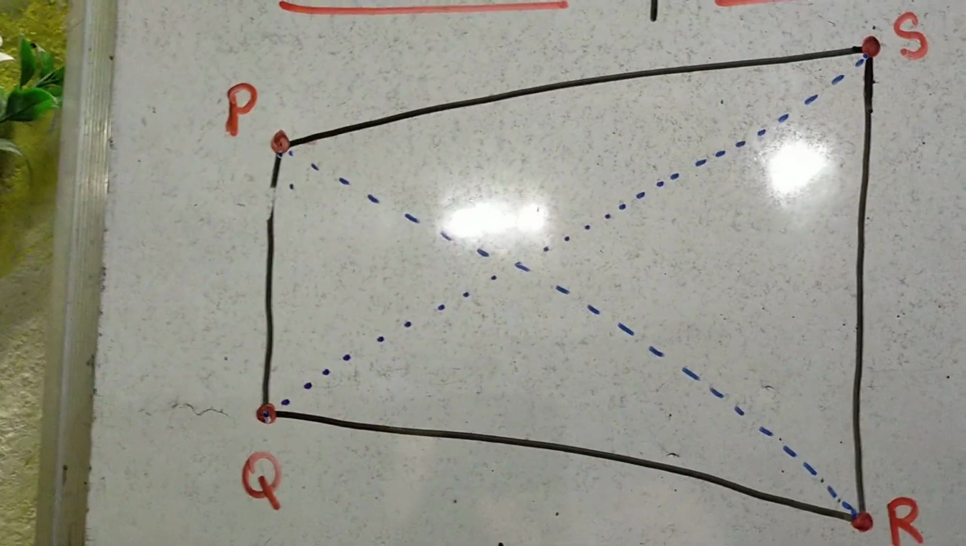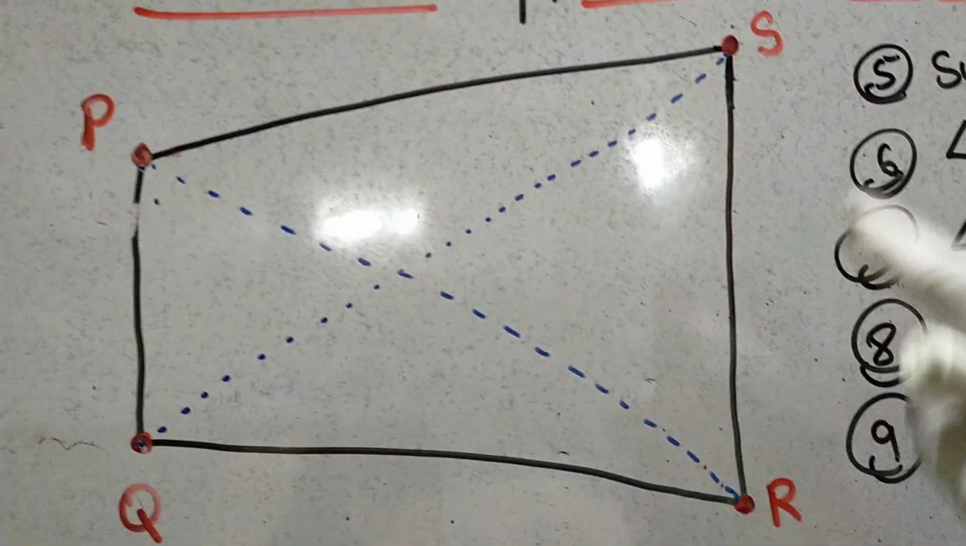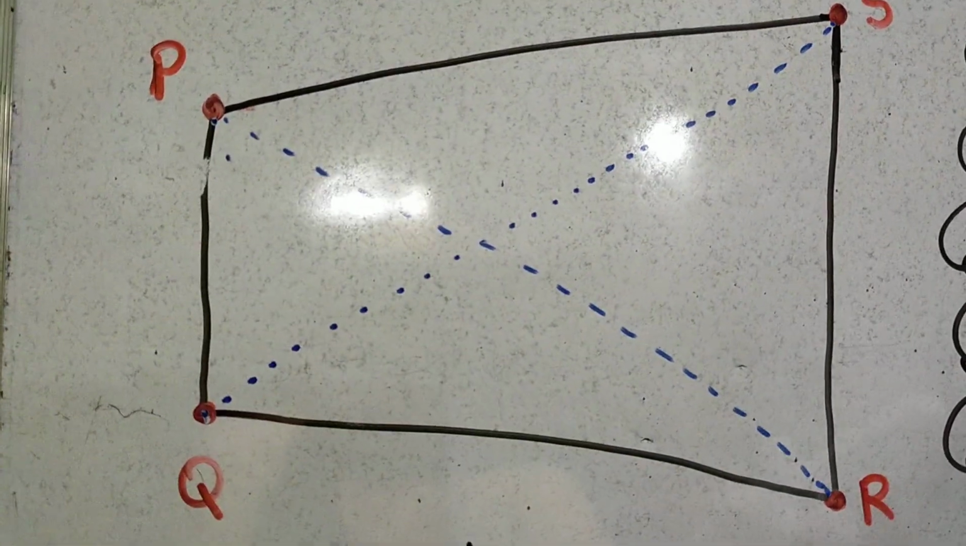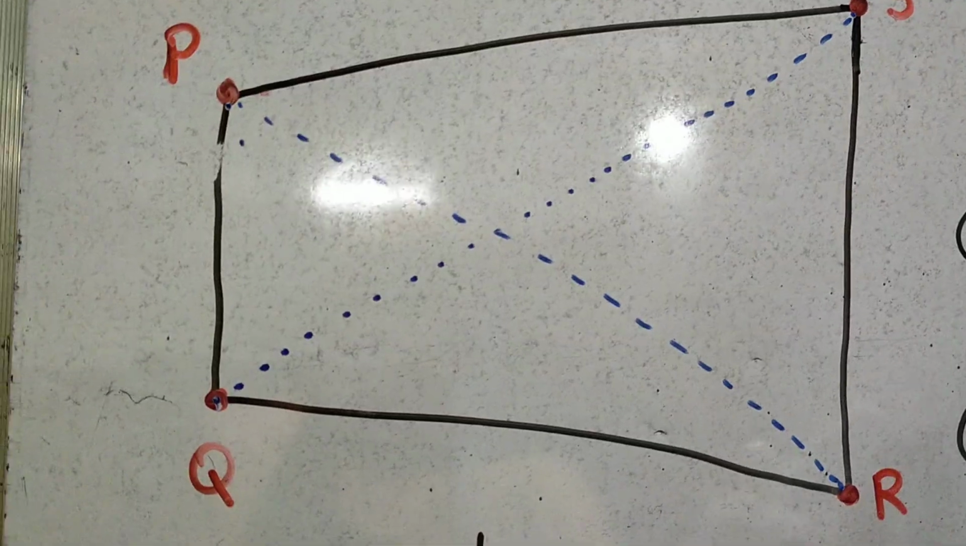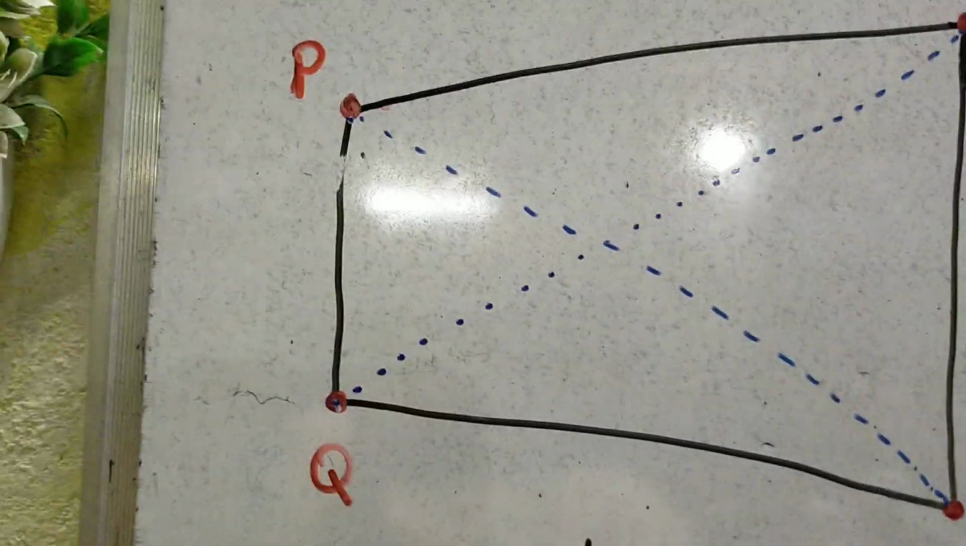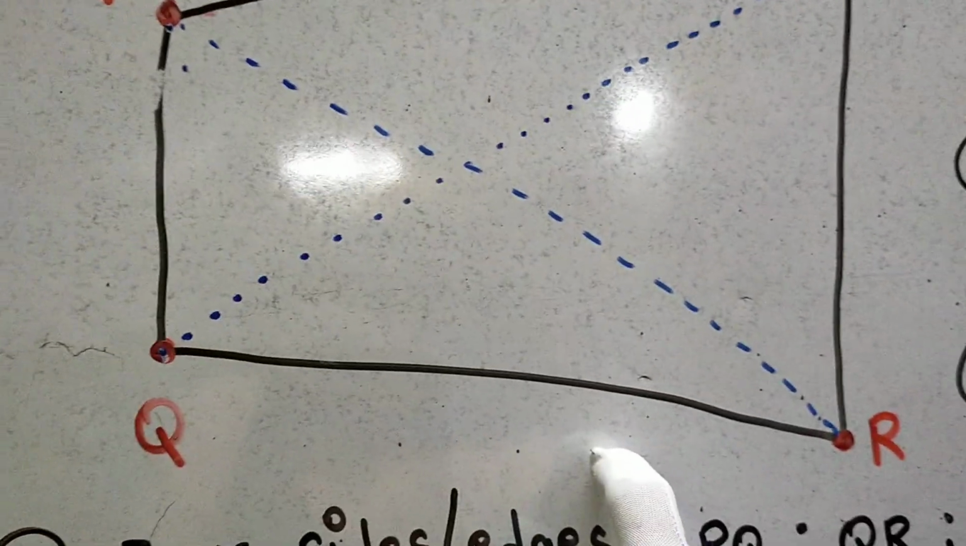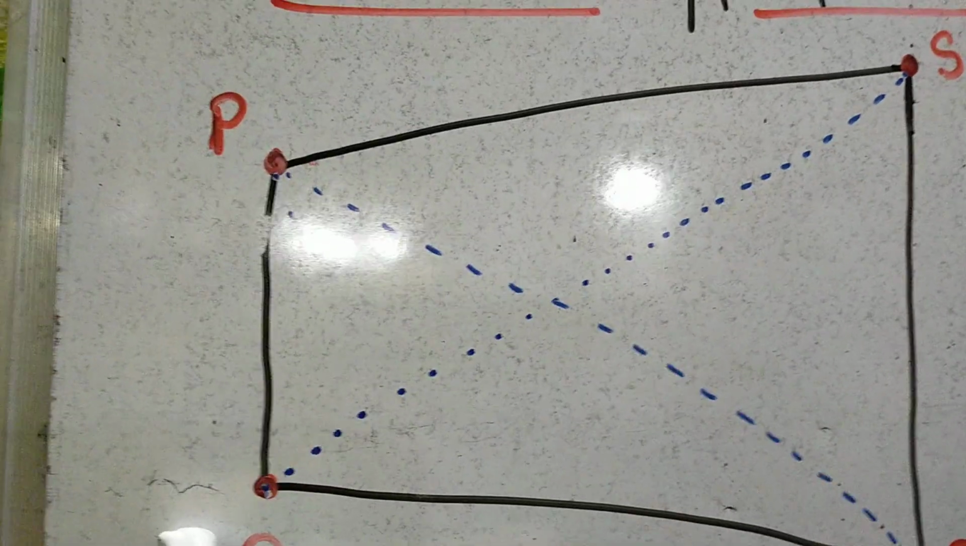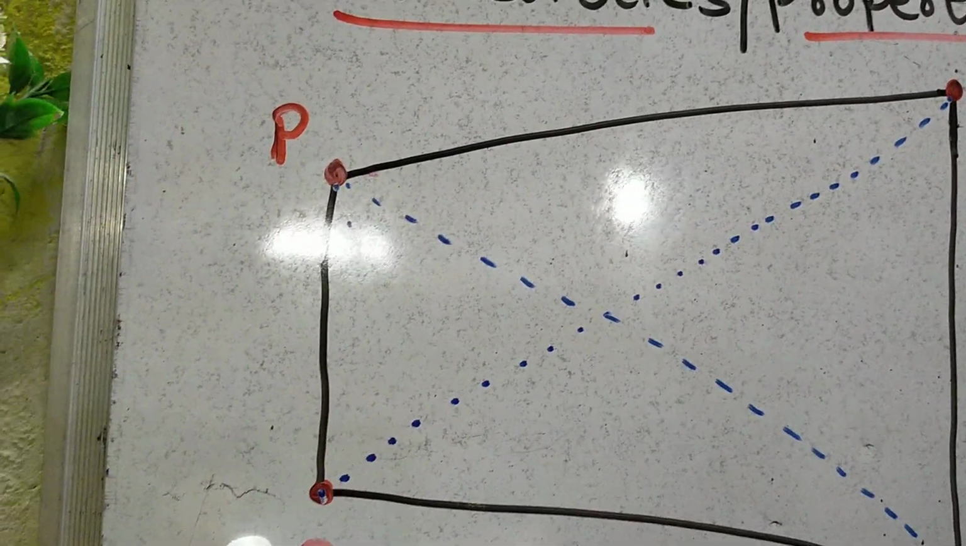Then next you have PQ and RS. They are opposite sides. Then PQ and QR are adjacent sides. They have one common joining point. Did you understand? So a quadrilateral will have 2 adjacent angles, 2 adjacent sides, 2 opposite angles, 2 opposite sides. These are all the characteristics of quadrilaterals.